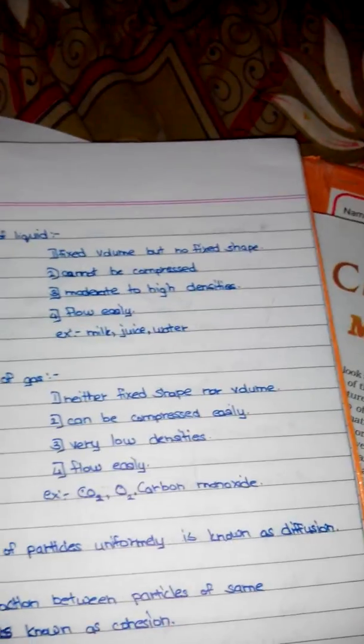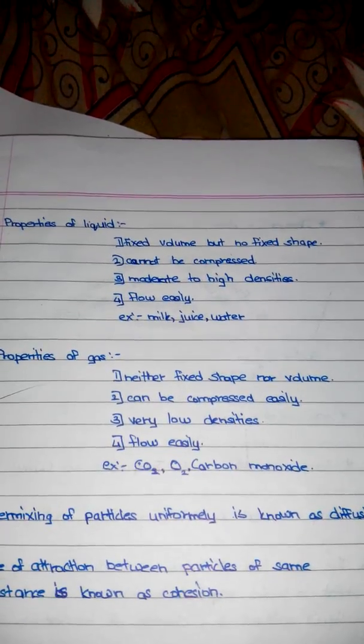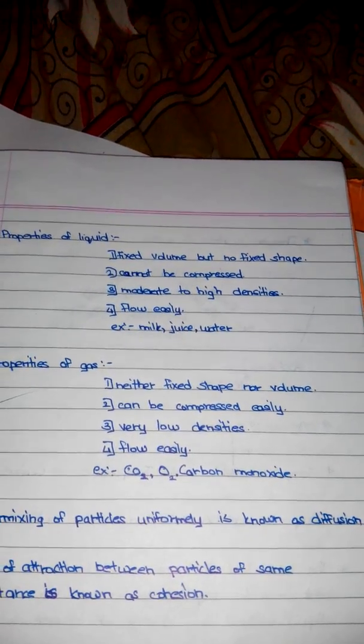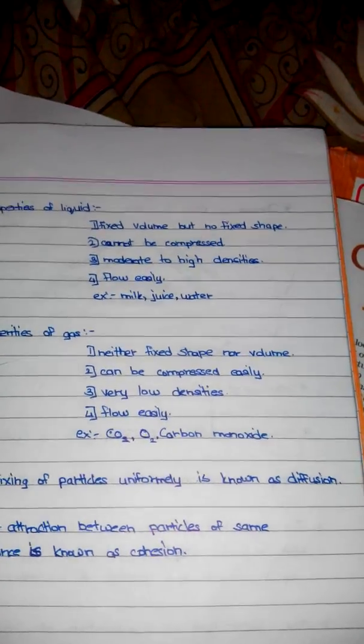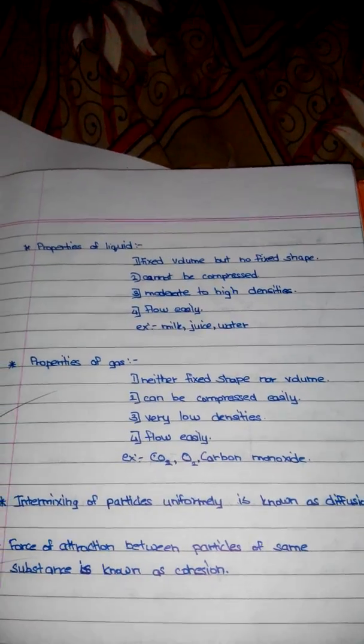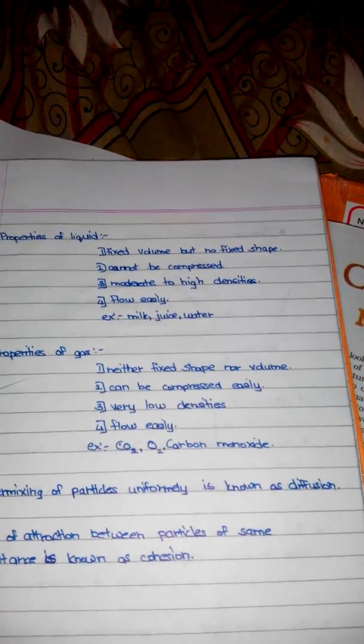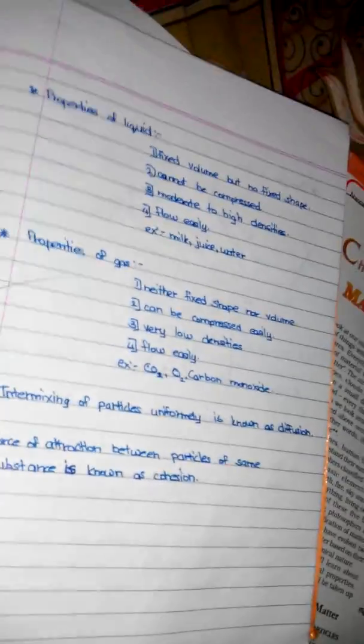And next, properties of liquid. Fixed volume and no fixed shape, cannot be compressed, moderate to high densities, flow easily. And the properties of gas. Neither fixed shape nor volume, can be compressed easily, so that's why we get the LPG and CNG gases. Very low densities and flow easily. Okay, so intermixing of particles is known as diffusion. And the force of attraction between particles of the same substance is known as cohesion.